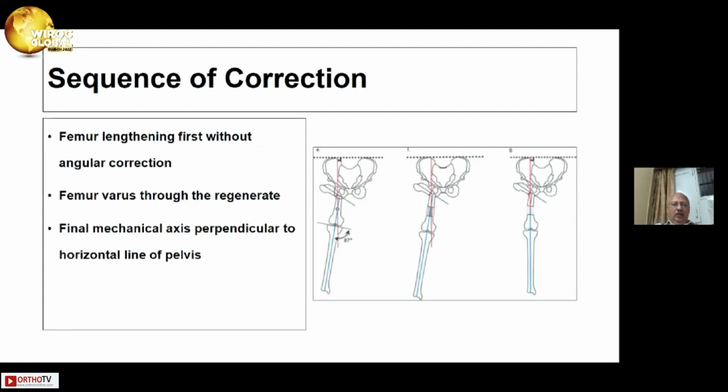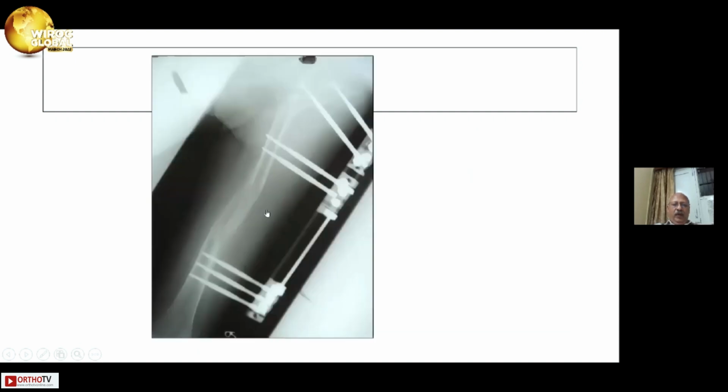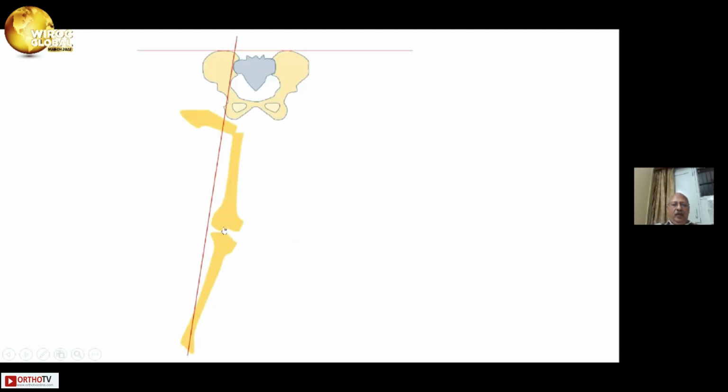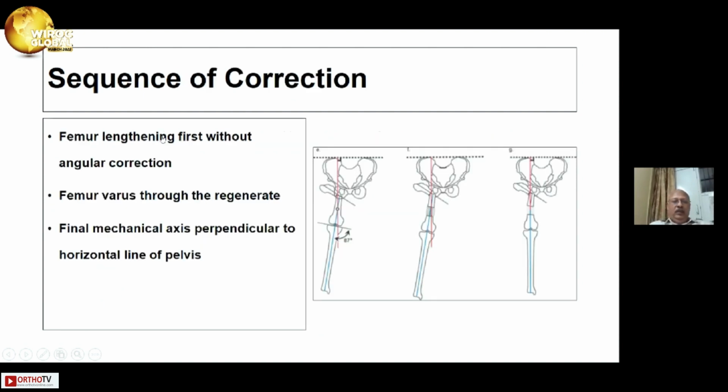To realign the distal femur, the knee joint. So the second osteotomy is passing through the apex of the first osteotomy, and the distal axis line is the mechanical axis line of the tibia extended proximally. So wherever they meet, that is the region of the osteotomy, and usually it is in the mid femur or in the distal femur.